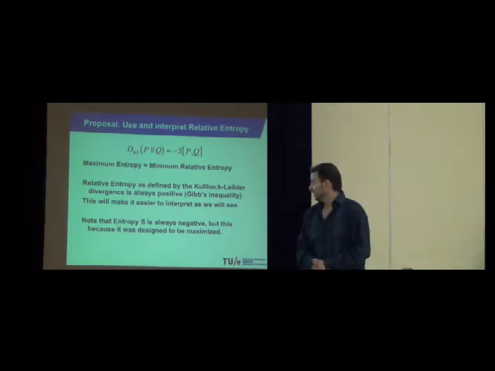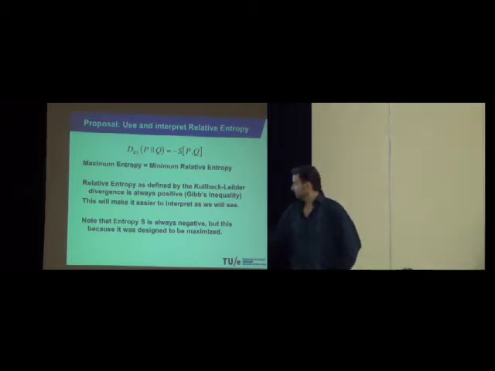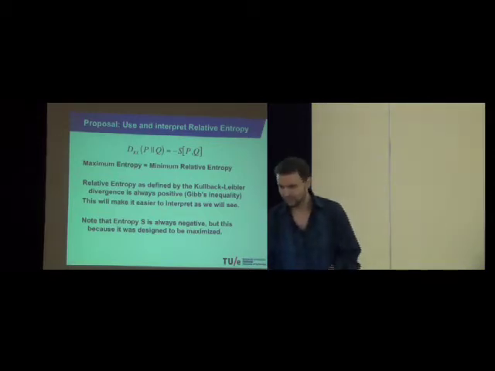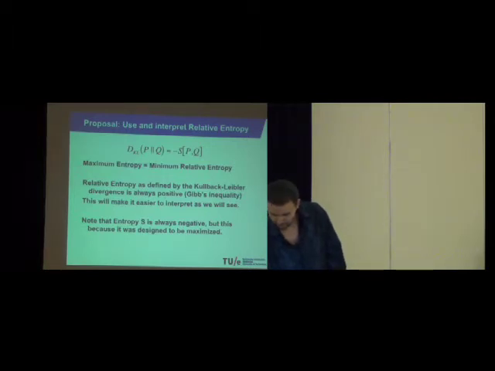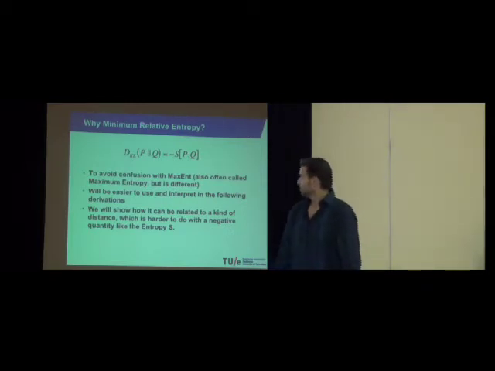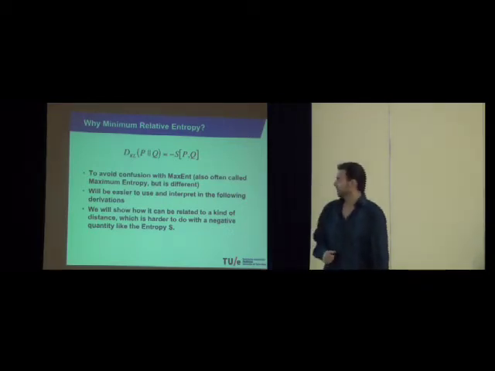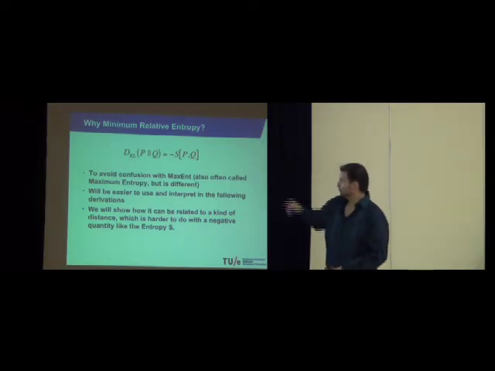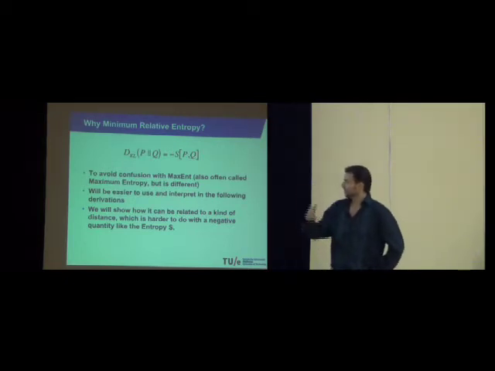I think the fact that entropy S is always negative, because it was designed to be maximized, is also an extension of Shannon's entropy, so it's closer to MaxEnt. If you see it as an extension of that, then it's very natural to arrive at this quantity. But maybe relative entropy as a positive quantity could also have some benefits for interpretation. Well, this is the first point. It's not very strong, because MaxEnt is also used as maximum entropy, and the new maximum relative entropy sometimes uses the same name.